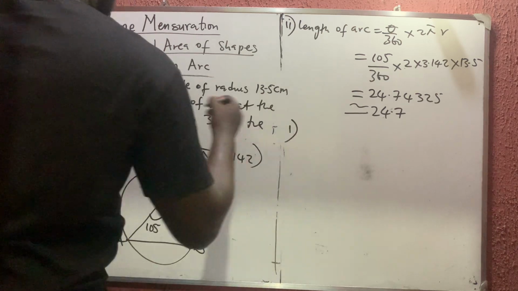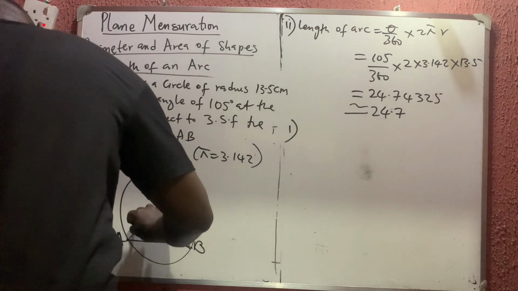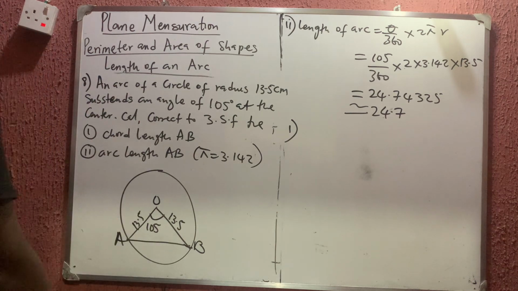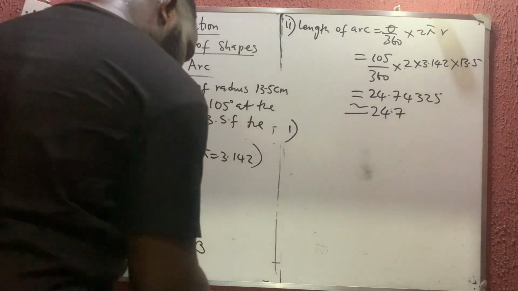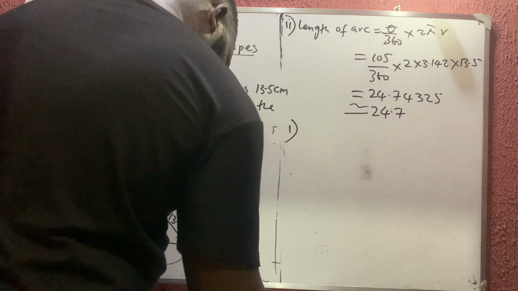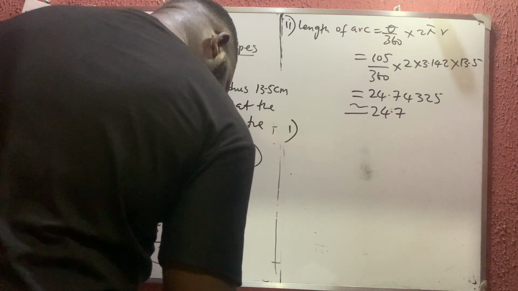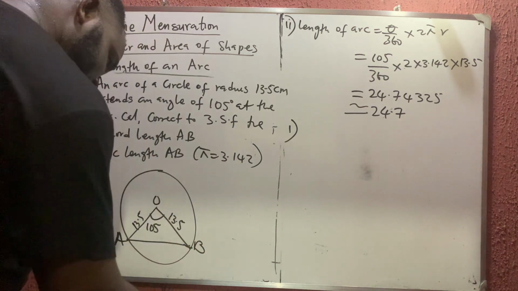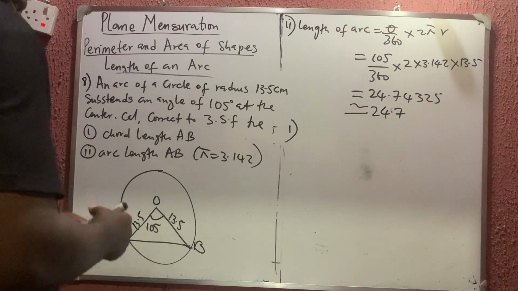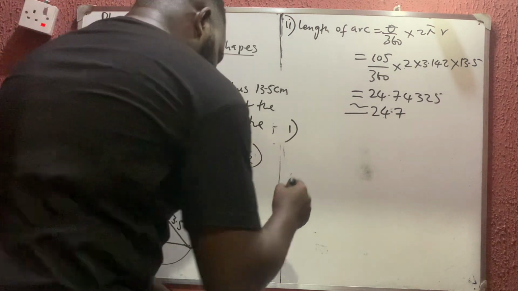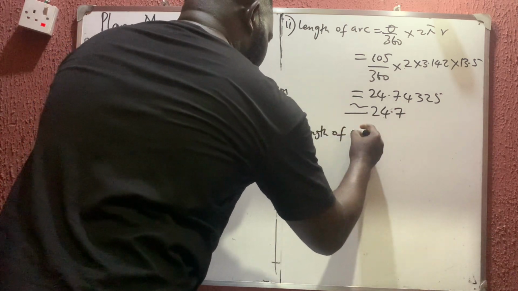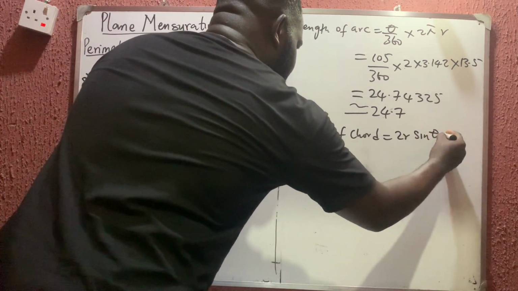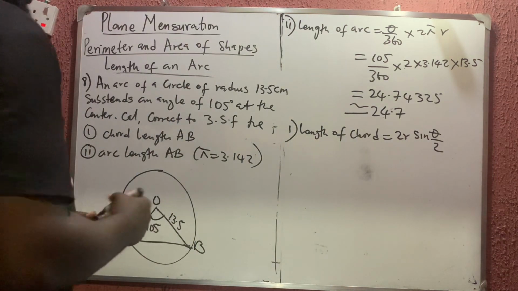Okay, so for (i), they say we should calculate the length of this chord AB, where this is equally 13.5. We can apply the cosine rule to get that. But the length of a chord also has a formula, and the formula is 2r sine theta over 2. Okay, so you should know that 2r sine theta over 2.